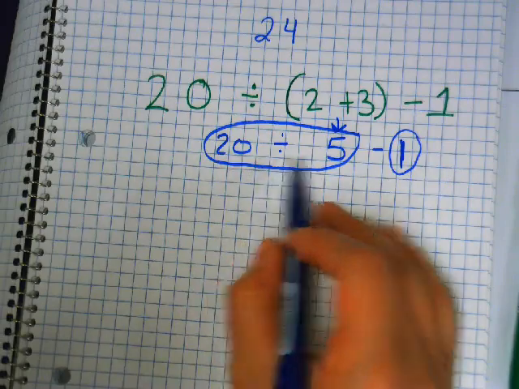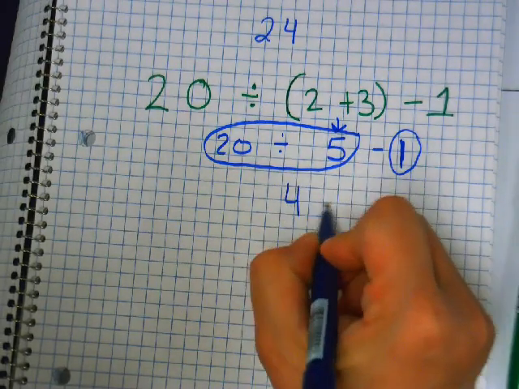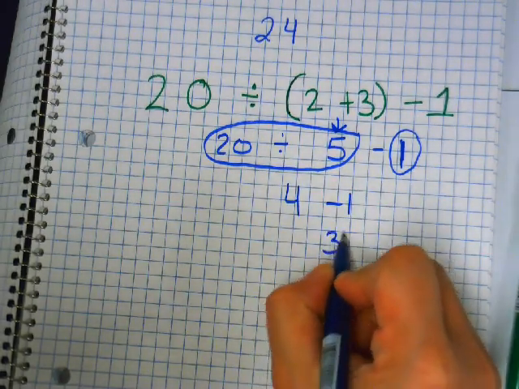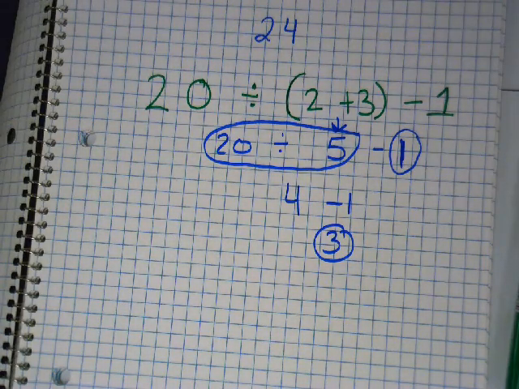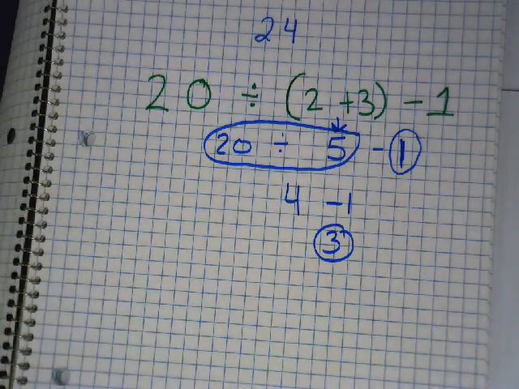20 divided by 5, 4. Minus 1, 3. But if we don't follow the correct order of operations, we get different answers, which are not correct. So we want to make sure that we always follow the correct order of operations. All right, we're okay with level 1? Yeah, this is level 1.